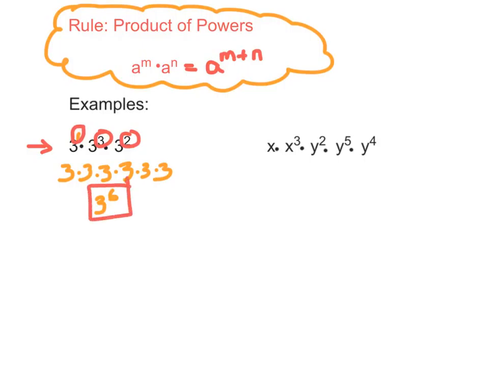Okay, so using the rule on this next one, we know that x to the first power is right there. So we have two different bases. Hopefully you can name them right now. One is x and the other one is y.